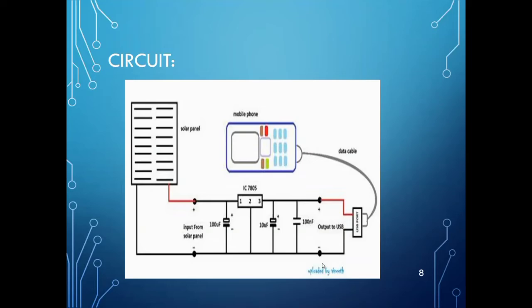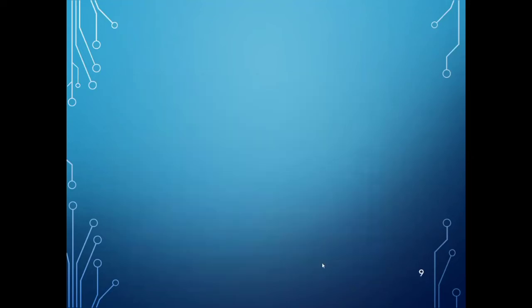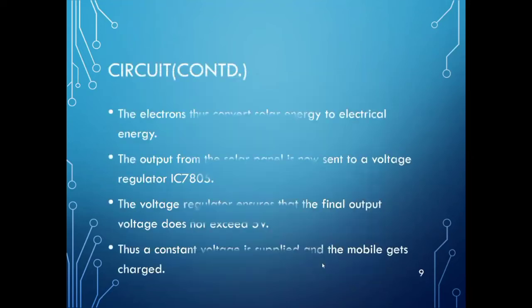Basically, the sunlight is absorbed on the solar panel and then converted to electrical energy, of which the voltage is regulated using a voltage regulator and capacitors, and then it is used to charge the mobile. Next, the electrons thus convert solar energy to electrical energy. The voltage regulator ensures that the final output voltage does not exceed 5 volts. Thus, constant voltage is supplied and the mobile gets charged.